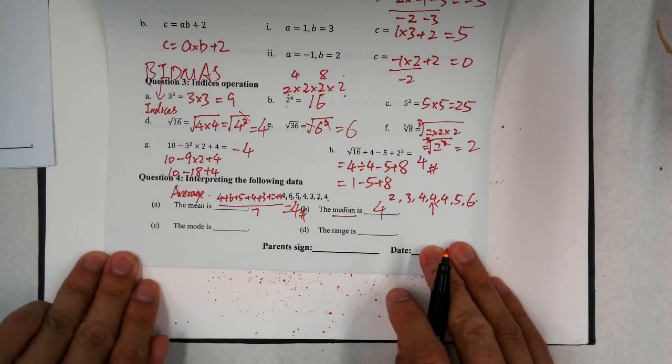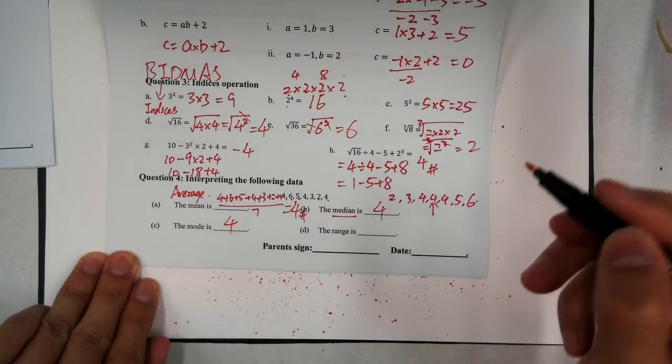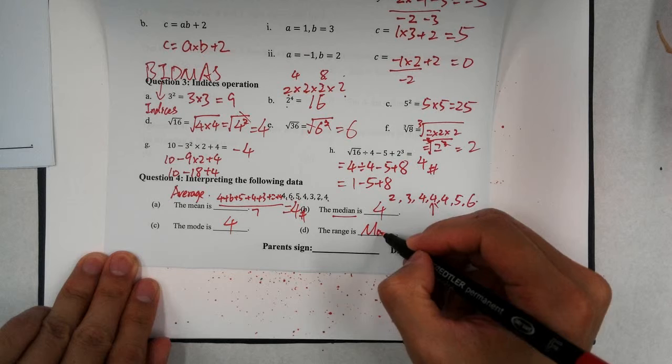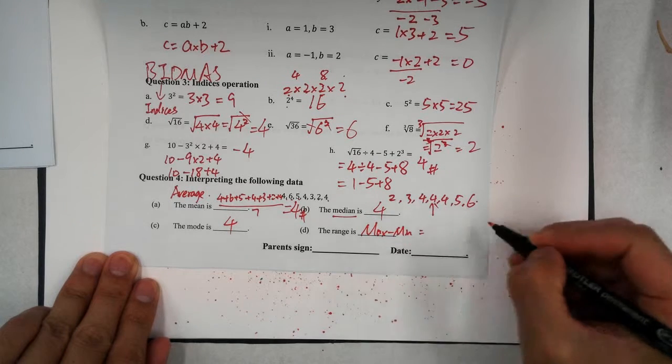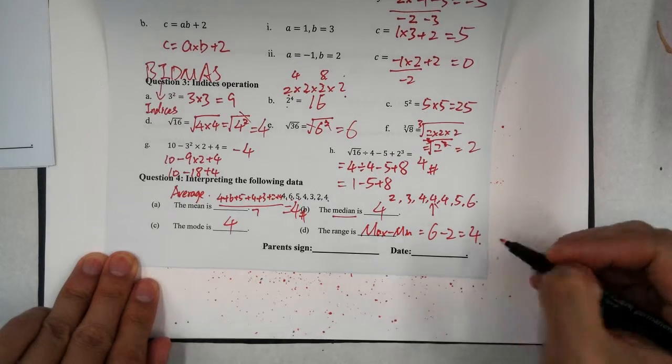Mode. Mode is the most common number, which is 4. Range is maximum take away minimum. Maximum is 6, minimum is 2, so 6 minus 2 is 4.